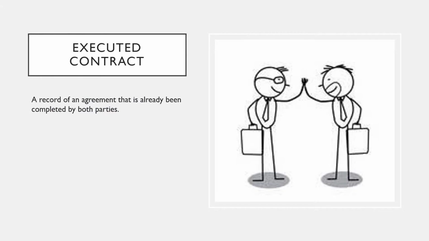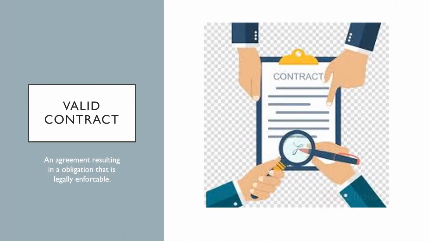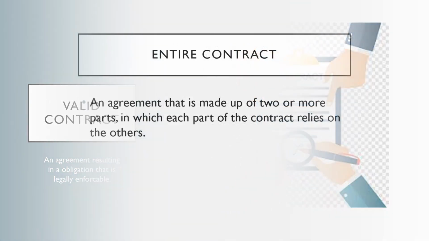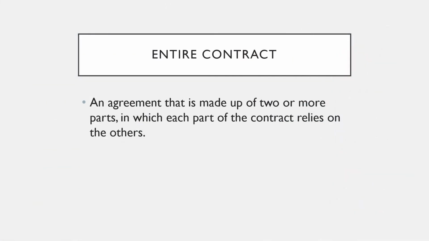Executed contracts are records of an agreement that has already been completed by both parties. A valid contract is an agreement resulting in an obligation that is legally enforceable. An interdependent contract is an agreement that is made up of 2 or more parts, in which each part of the contract relies on the others.